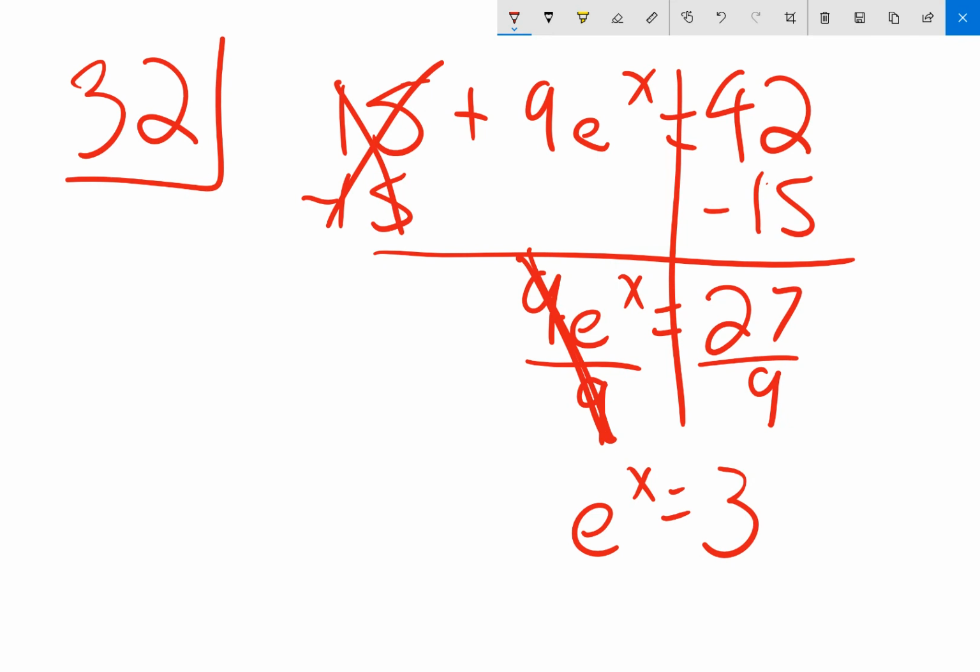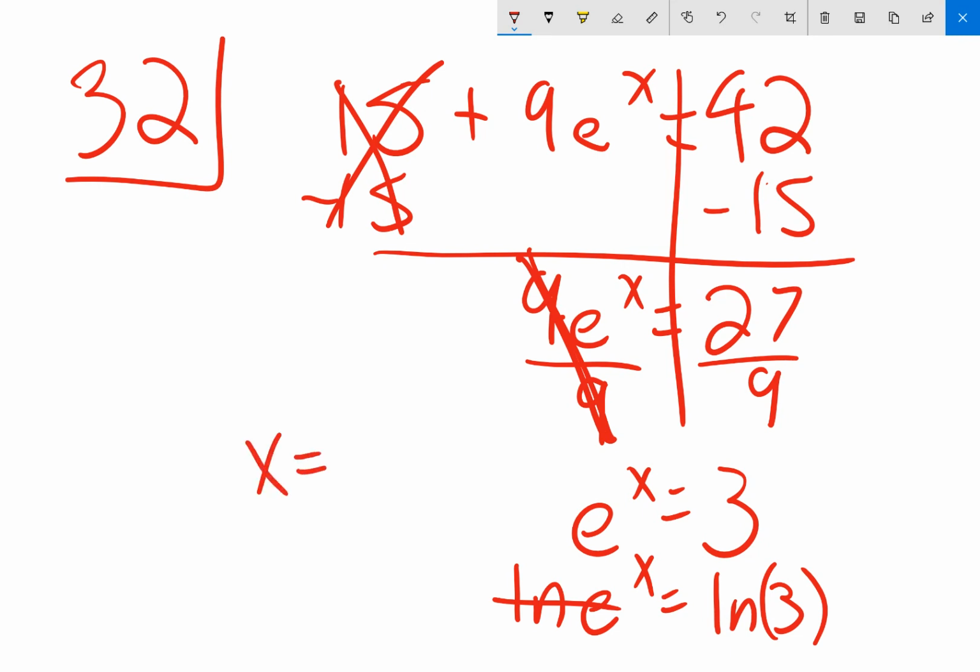Now I can focus on the e. Now I can cancel out e. The opposite of e is natural log, so I just do natural log on both sides. Natural log on the left side will cancel out. Put natural log on the right side. And so that leaves you with just x by itself on the left. x is equal to the natural log of 3. Which again is a number, but you can just leave your answer like that, and that's probably good enough.